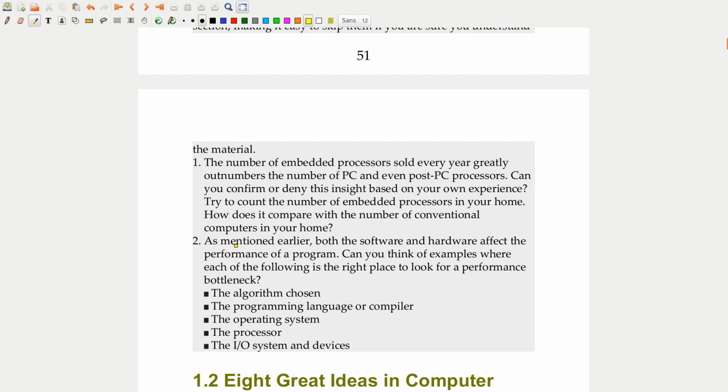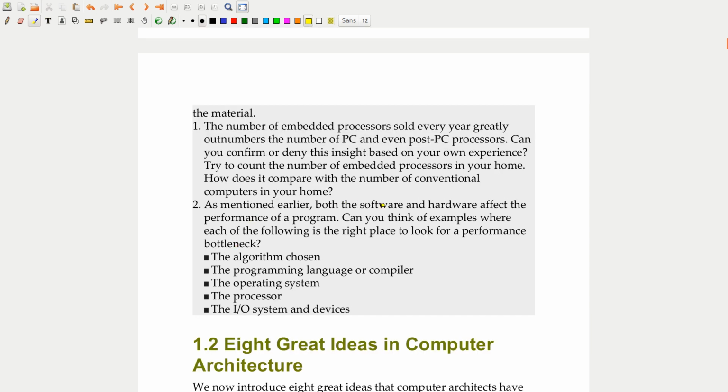Okay, so let's move on to the second one. As mentioned earlier, both software and hardware affect performance of a program. Can you think of examples where each of the following is the right place to look for a performance bottleneck? Okay. All right. The algorithm chosen. So clearly, the algorithm chosen can be an issue.